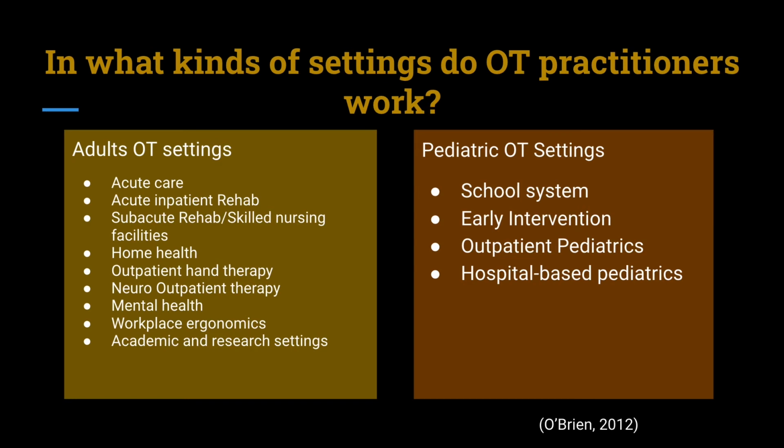Occupational therapists work in a wide range of settings. Settings include, when working with the older adult or adult population, acute care, acute inpatient rehab, subacute rehab or skilled nursing facilities, home health, outpatient hand therapy, neuro, mental health, workplace ergonomics, and academic and research settings. When working with children, or pediatric OT settings, we have the school system, early intervention, outpatient pediatrics, and hospital-based pediatrics. So you see occupational therapists work in a wide range of settings.